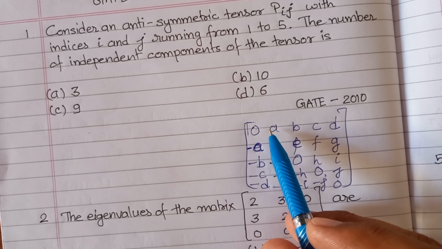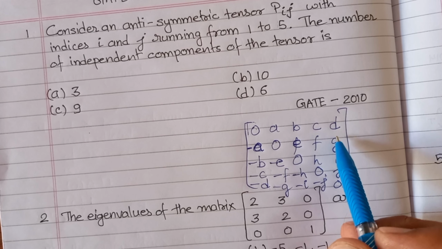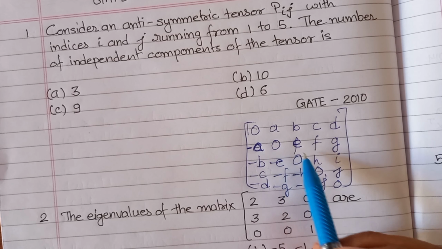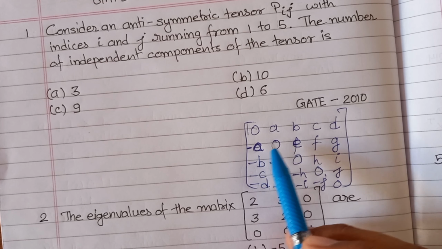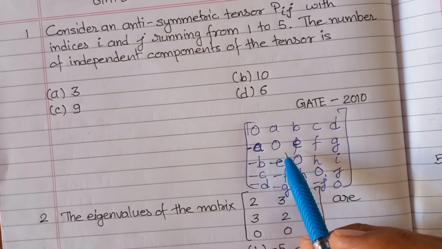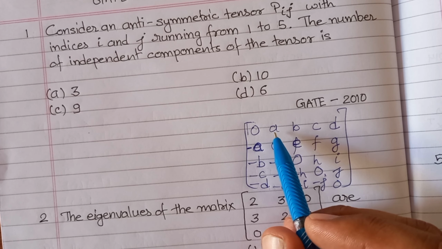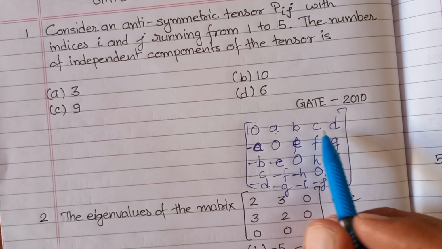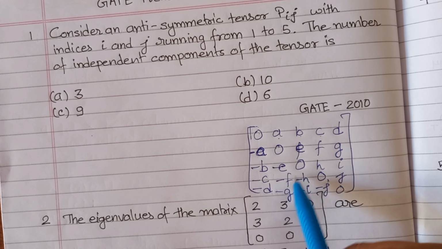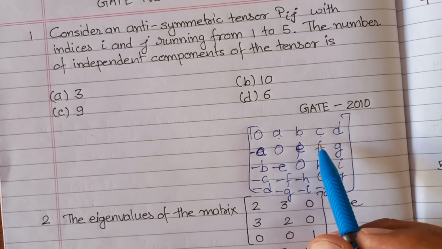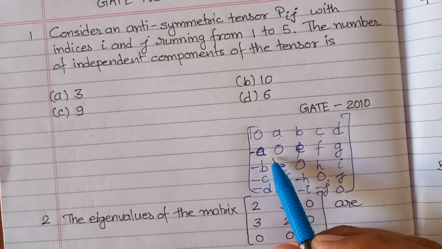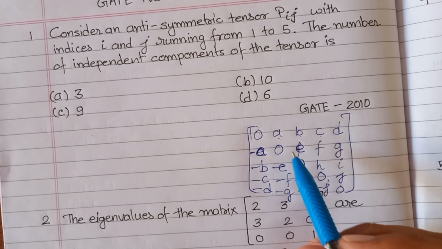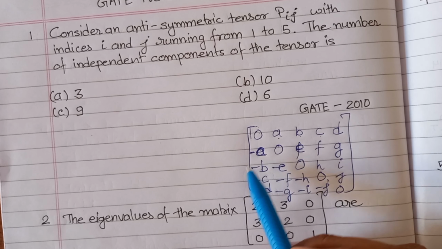So the number of independent elements is just these elements, which we can calculate either above the diagonal or below the diagonal. So how many elements are above the diagonal, we are going to look at that. There are 1 2 3 4 5 6 7 8 9 and 10 elements which are above the diagonal, and the elements below the diagonal are also related to these elements. So we need only 10 quantities to write this complete matrix.